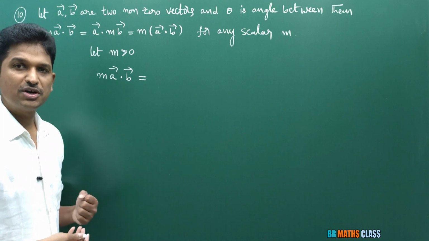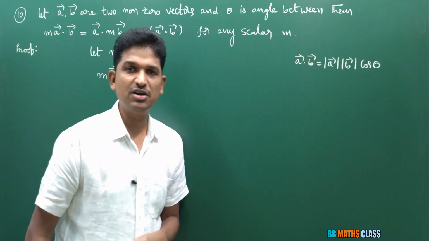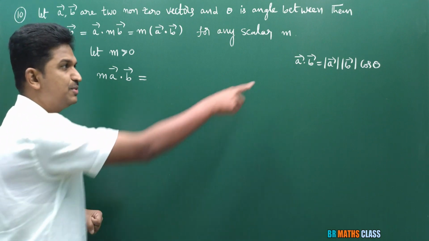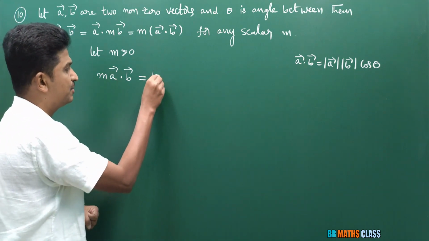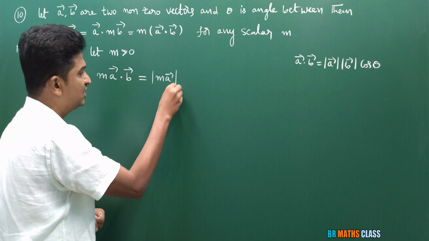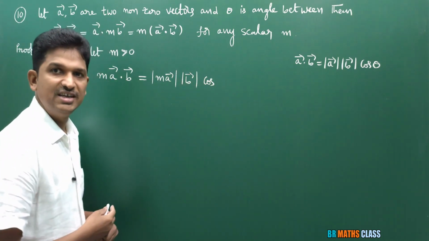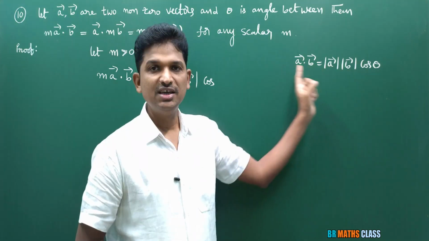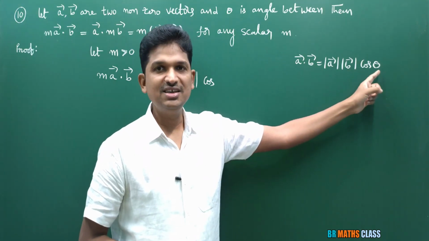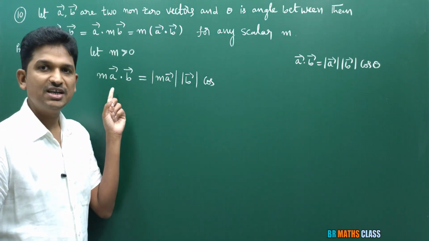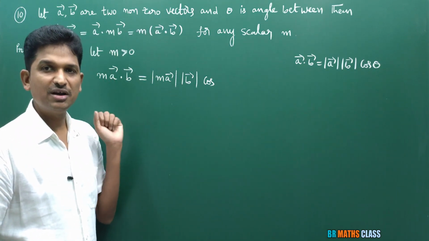You know the dot product formula. This is the A bar dot B bar formula. What is M A bar dot B bar? As per that formula, this can be written as magnitude of M A bar into magnitude of B bar into cos theta. What is theta? In this formula, theta is the angle between A bar, B bar. In this case, theta is the angle between M A bar, B bar.